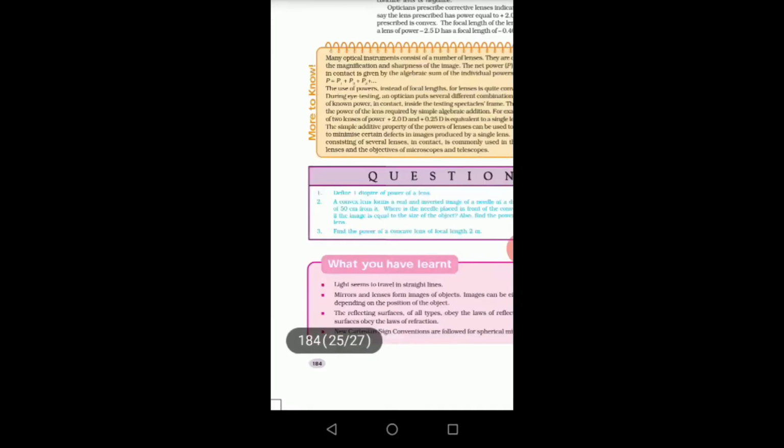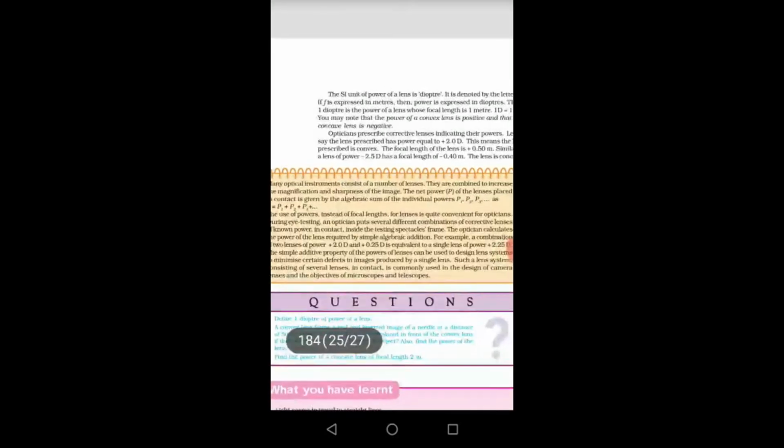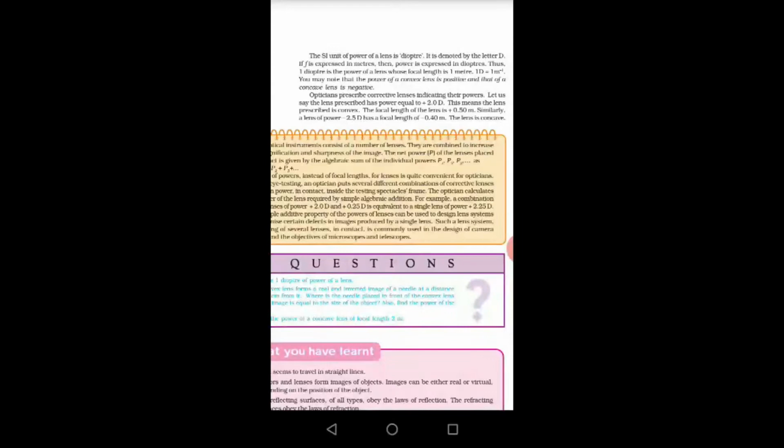Then very important topic, power of lens. So power of lens is defined as the reciprocal of focal length. Power of lens is denoted by P. Therefore, P equal to 1 by F. So the SI unit of power of lens is diopter. It is denoted by letter capital D.